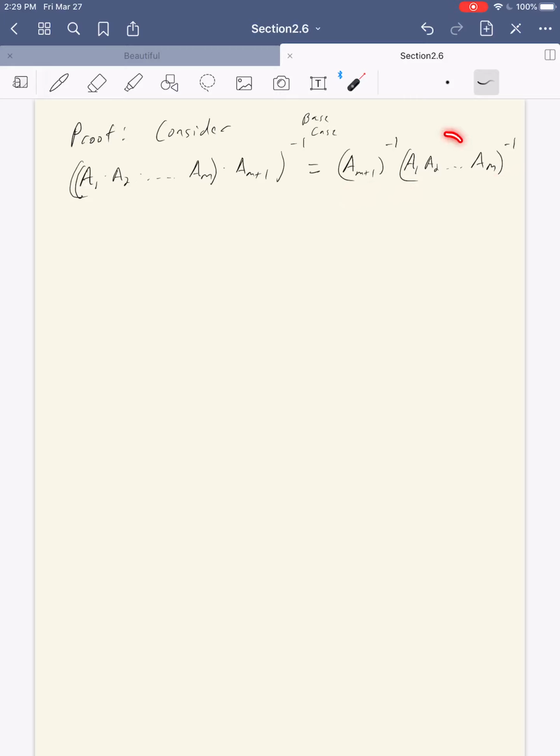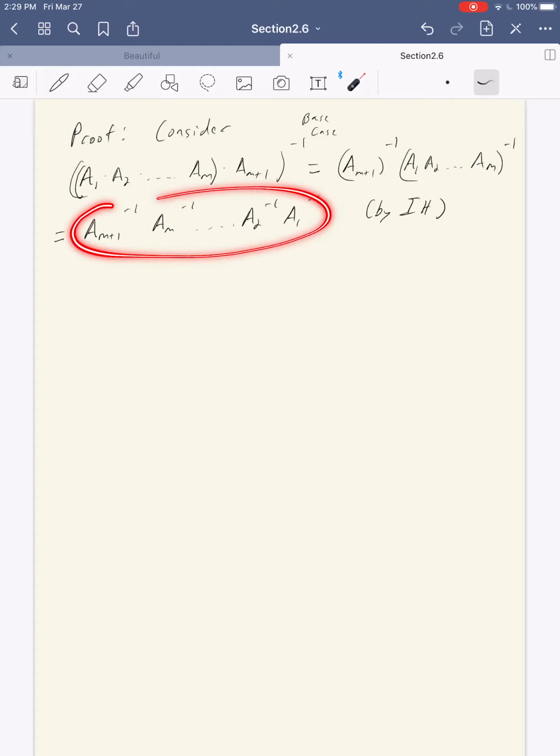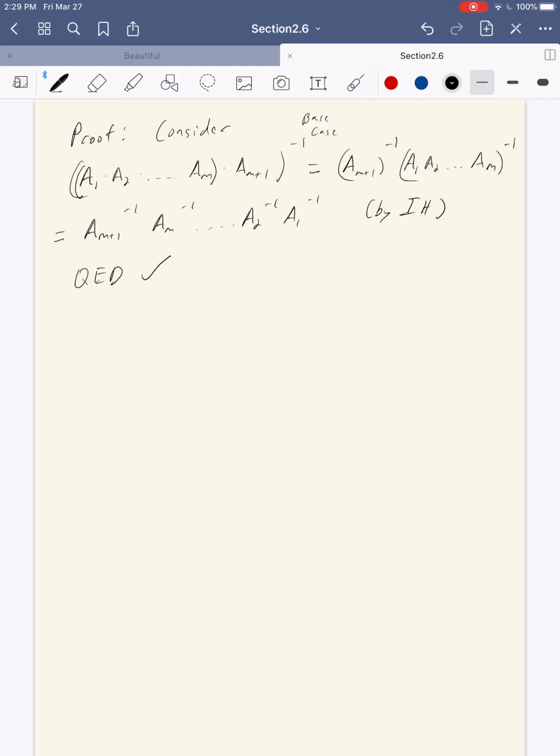But what can we say about this? Well, this is that inductive hypothesis, or that inductive step. So we can say that this is A_{m+1} inverse, and then this guy, that inductive assumption holds. So we can say that that's A_m inverse, ..., A_2 inverse, A_1 inverse. And that was by the inductive hypothesis. And if you notice, that's exactly what we wanted to show. So QED, and we're all good.